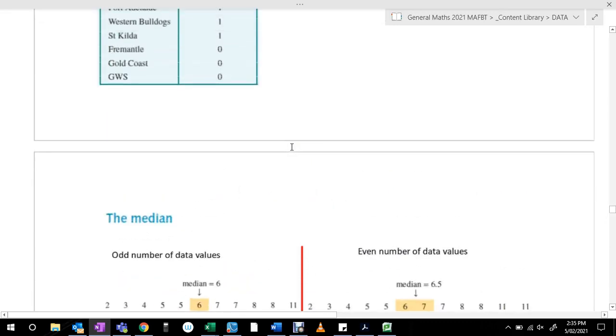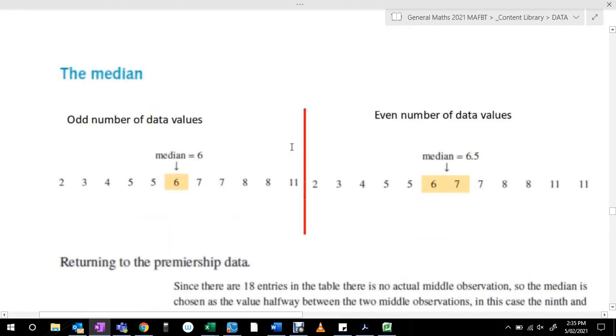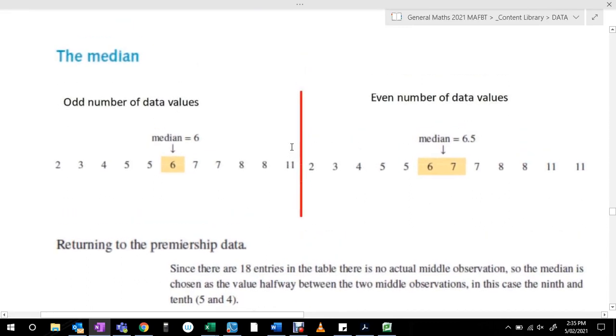Okay, the median. Next part here is going to be obviously the middle number, but the median will vary depending on the number of numbers that you have. So what this is saying here is if you have an odd number of numbers, your median is going to be right in the middle of whatever the numbers are. But if it's even, like this, it's going to be in between two numbers.